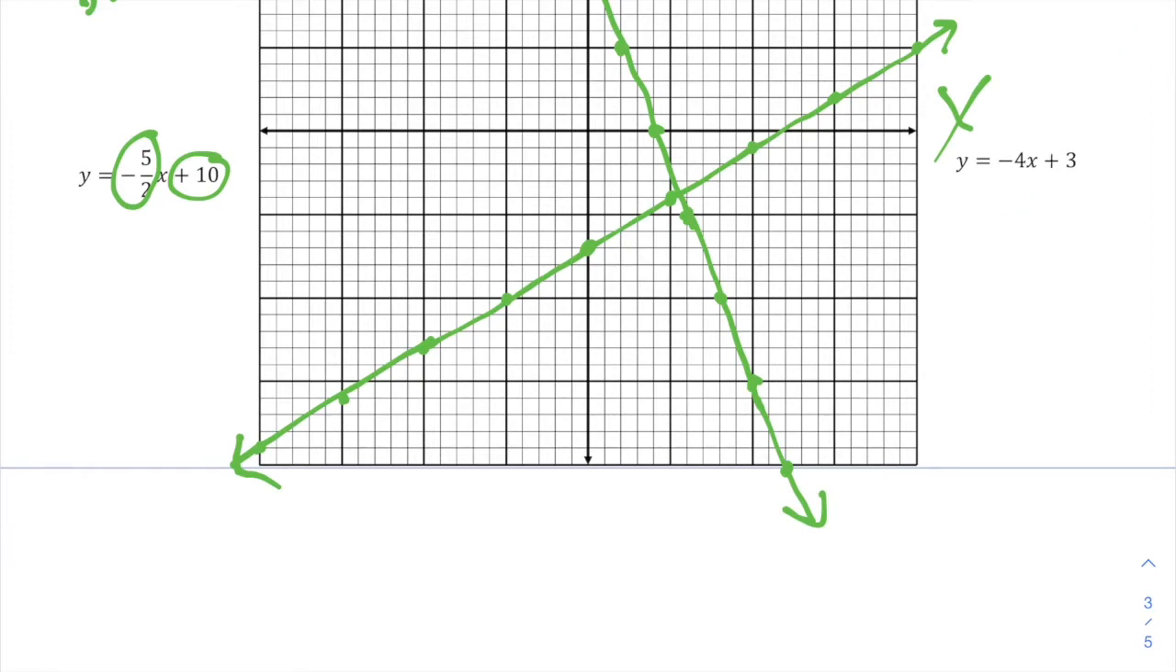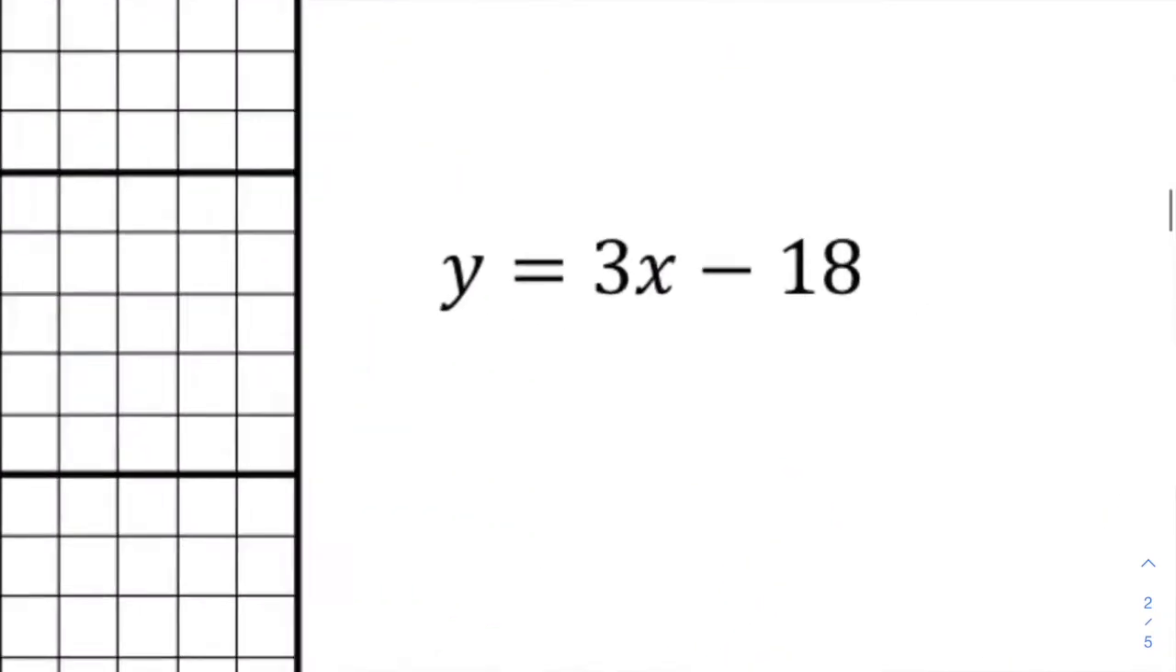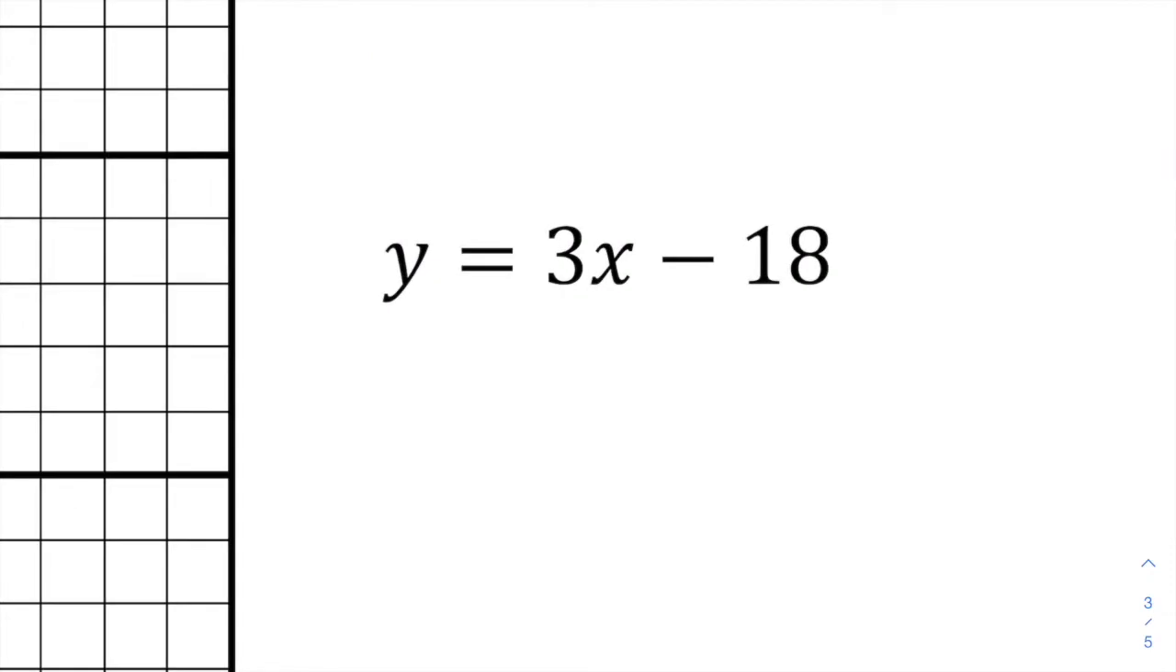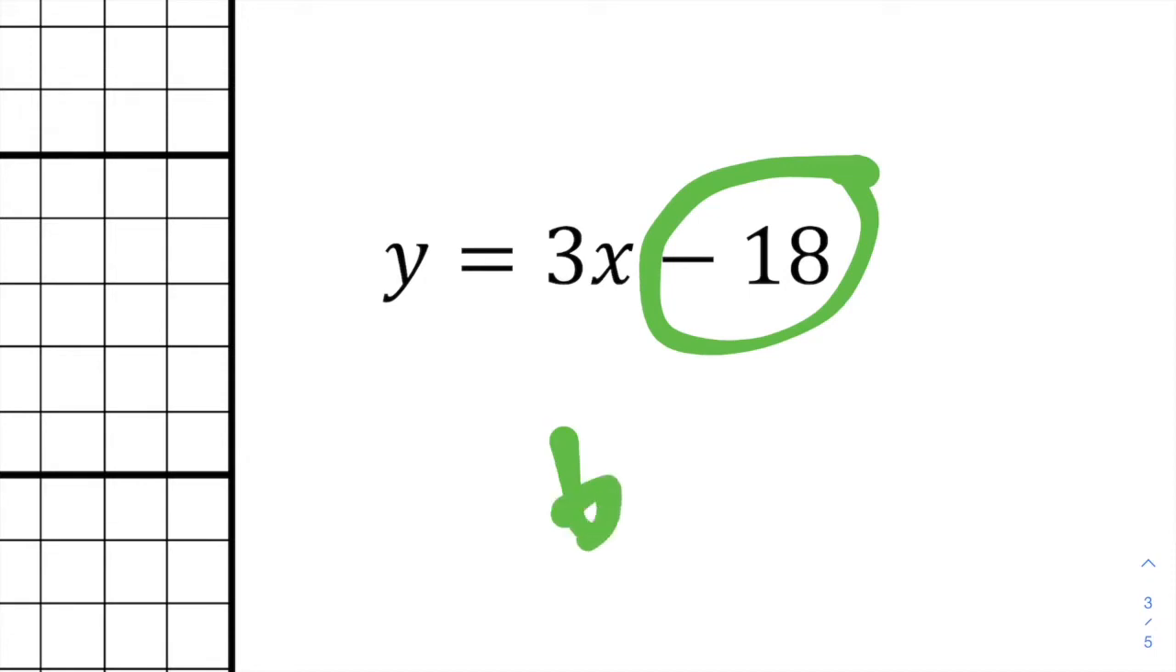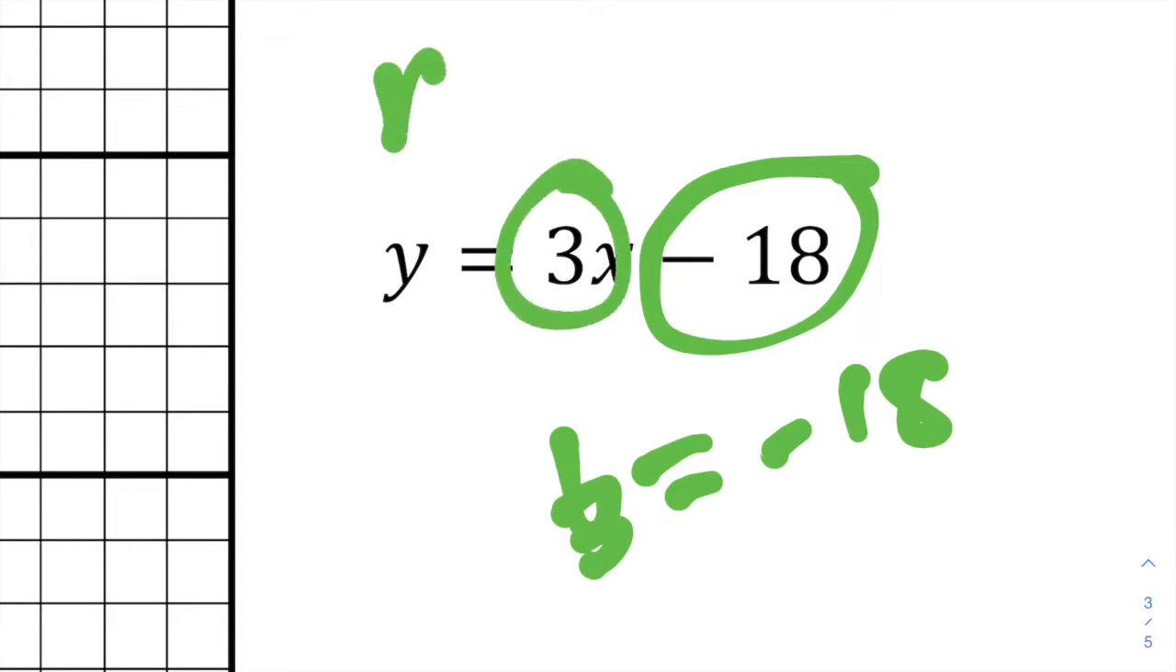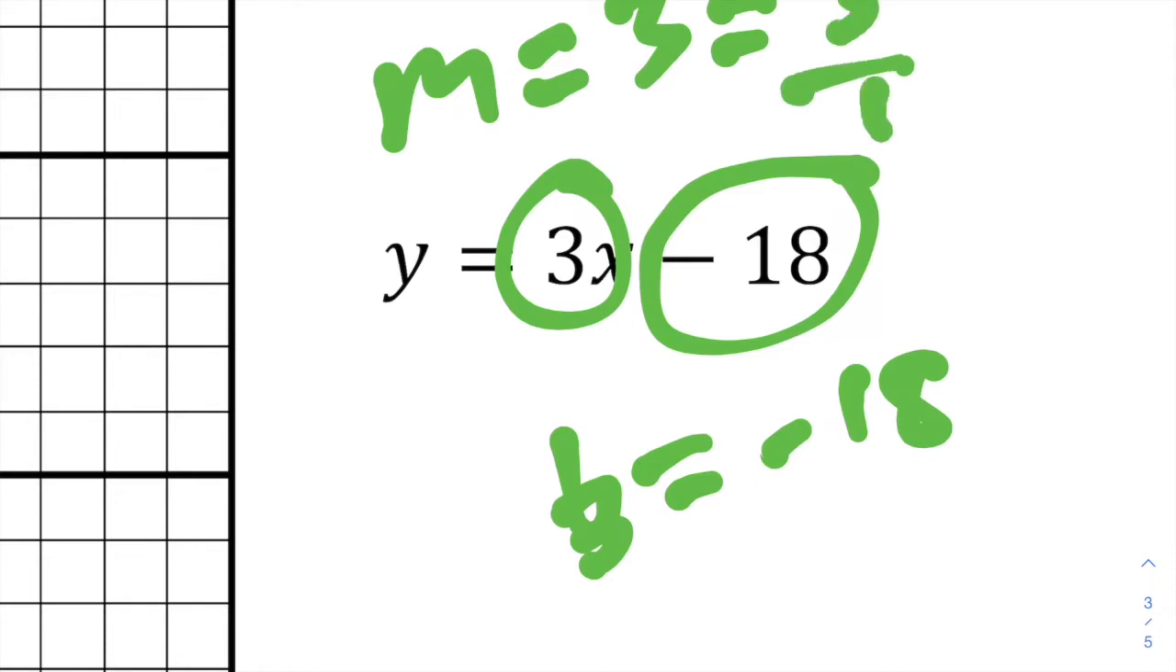Little mistake there, undo. Here's our new equation, y equals 3x minus 18. We know that b is negative 18. That's fairly straightforward. M this time is 3. And you say to me, but there's always been two numbers. Now remember that 3 is equal to 3 over 1. So there's our two numbers, 1 and 3.